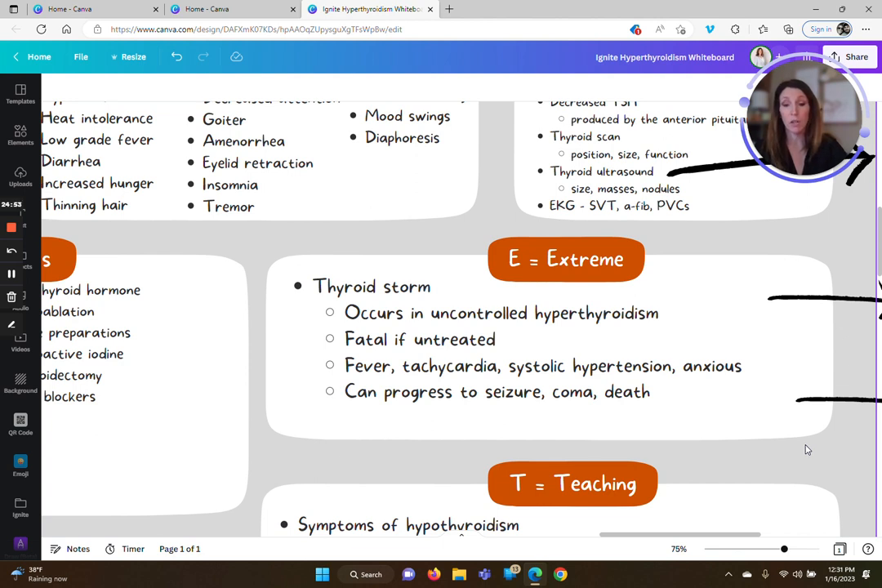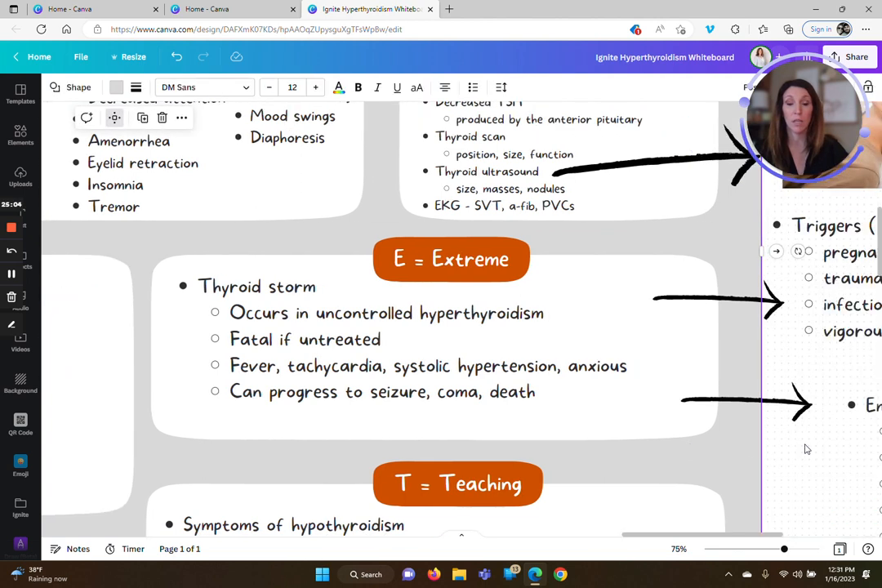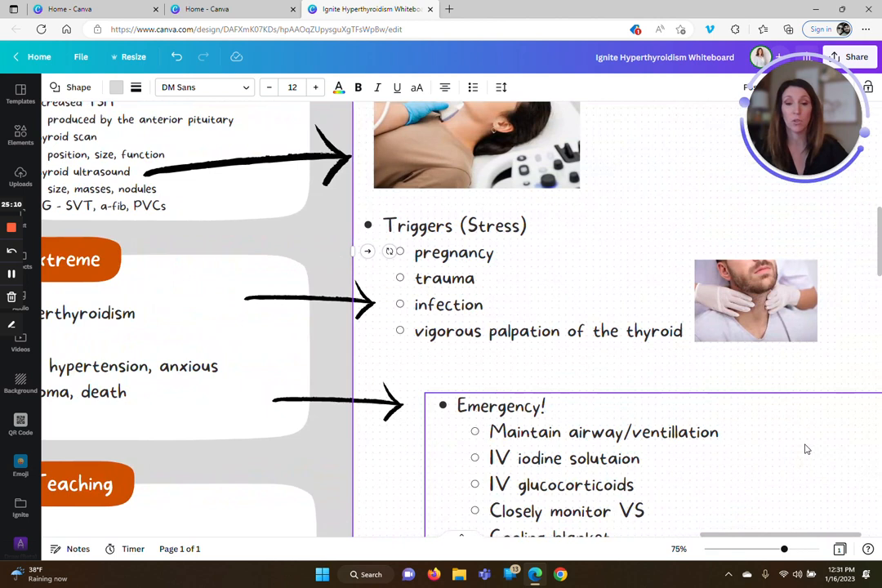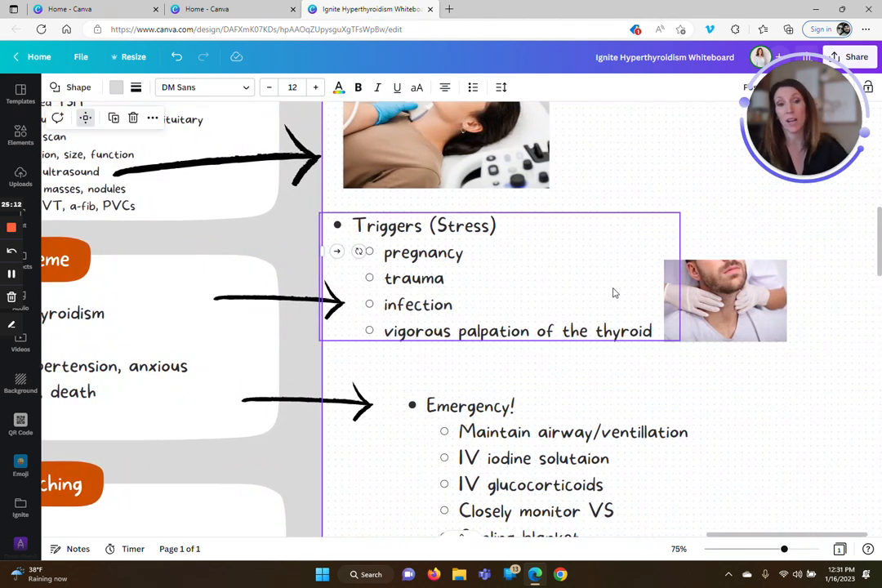And they develop a fever, tachycardia, systolic hypertension, and they are anxious. And this can progress to seizure, coma, and death. All right, so this really could be very serious. And triggers may include pregnancy. So they already have this vulnerable state in their hyperthyroid. It could trigger them into thyroid storm. And then trauma, any type of trauma could trigger that. Infection could trigger that. And then vigorous palpation of the thyroid.